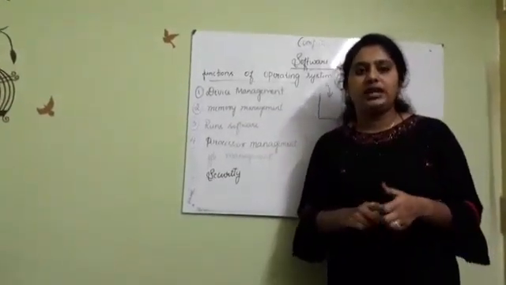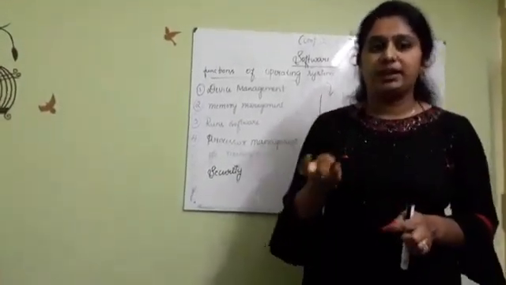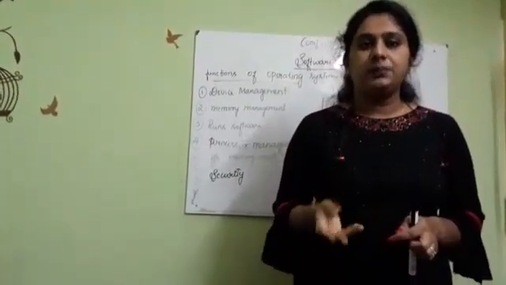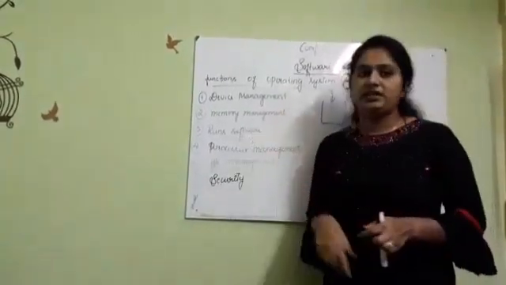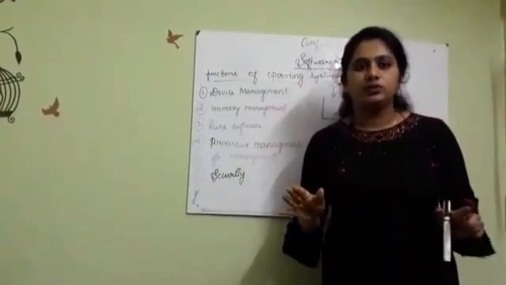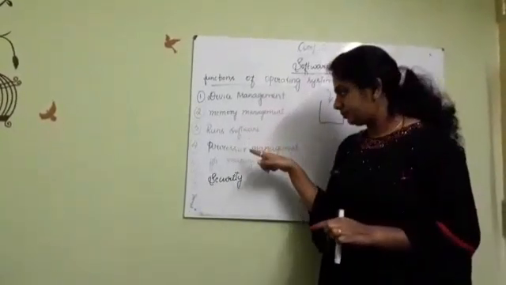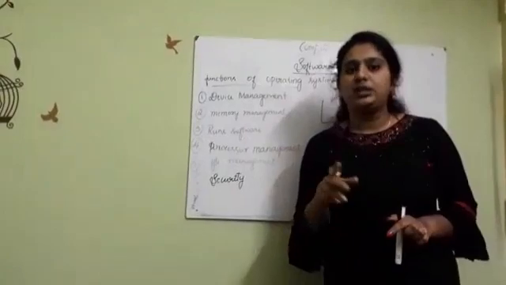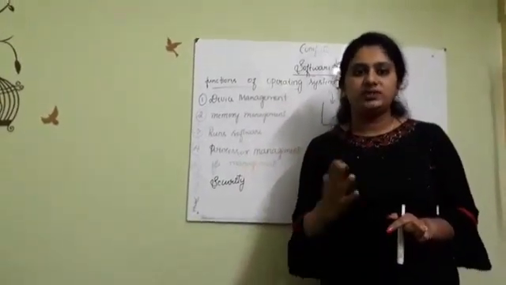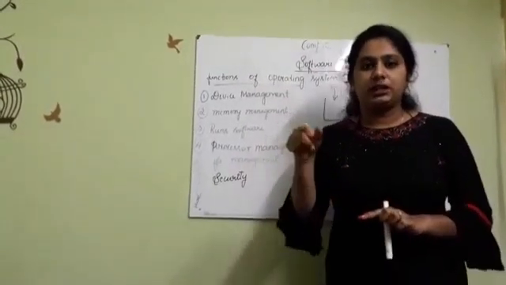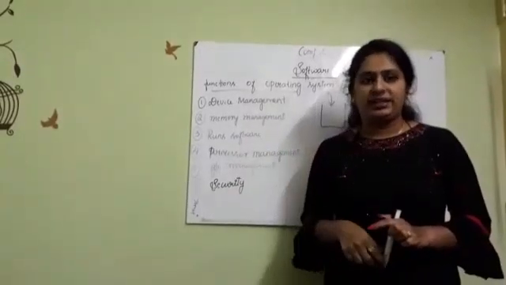If you want to run any application software like Paint, Microsoft Word, PowerPoint, Excel, for that we need an operating system. Without an operating system we cannot use any of the software. Next is processor management. Processor management is nothing but the CPU. How the CPU will process the data will be controlled by the operating system.